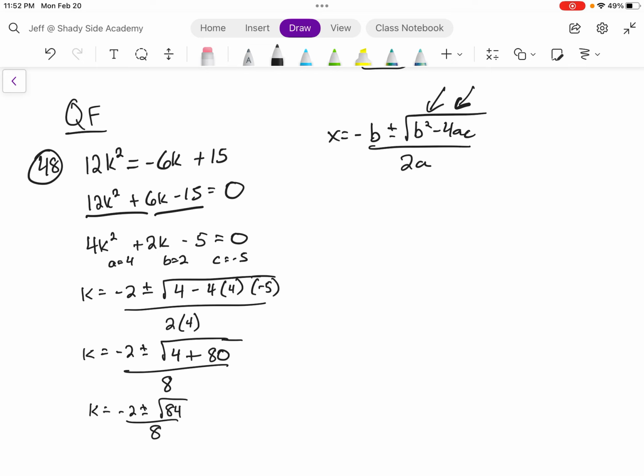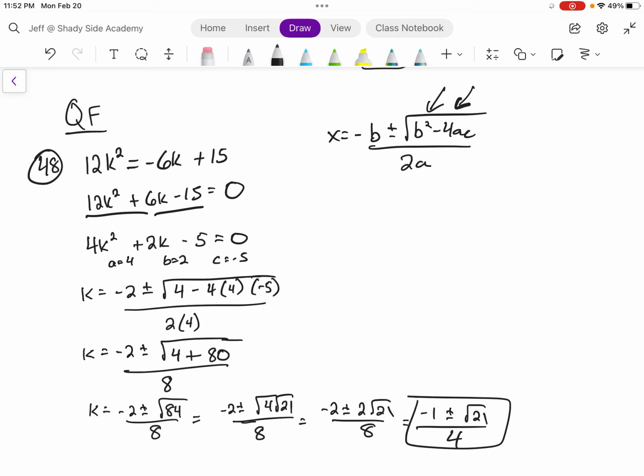4 goes into 84, right? 21 times. So we'd say this is negative 2 plus or minus root 4 root 21 over 8, or negative 2 plus or minus 2 root 21 over 8. And then I could take a 2 out of every single thing. So I could be left with negative 1 plus or minus root 21 over 4. I think that's as simple as it gets. Okay? So, I think we should be good with the quadratic formula.